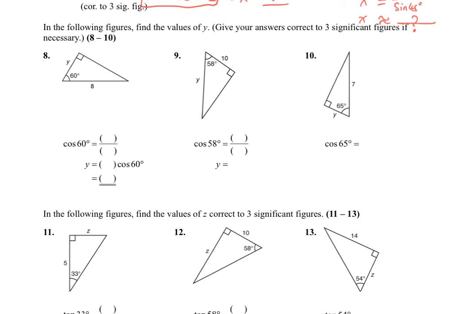And it also provides us the hints. To consider cosine 60, we use adjacent side, which is y, over hypotenuse, which is 8. So y equals 8 times cosine 60. Using the calculator, we will get 4 as the answer.